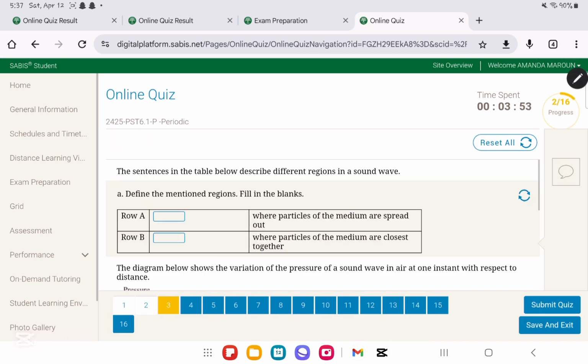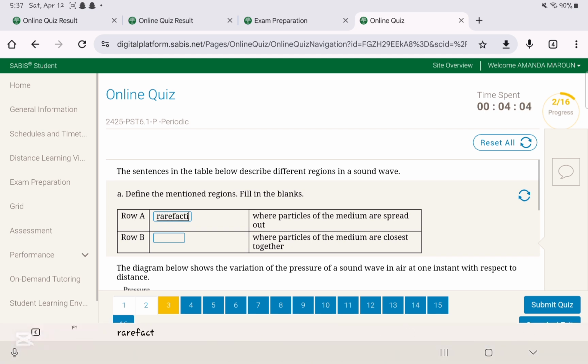In question number 3, they told us, define the mentioned regions, fill in the blanks. When particles of the medium are spread out, we call this rarefaction. Okay? However, when particles of the medium are closest together, we will call this compression.